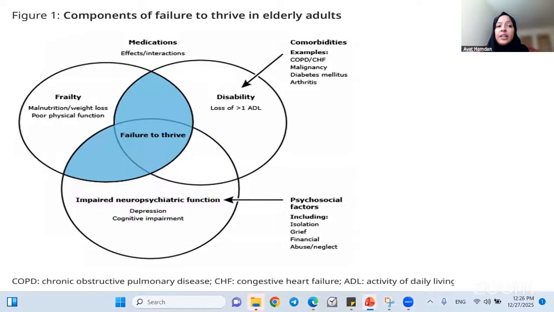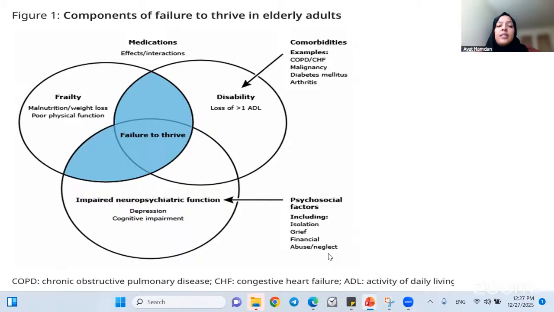So it is really a combination, and I really like this figure because it shows you that to have a failure to thrive, you first need frailty, the weight loss and malnutrition, and poor physical function. You need to have disability, loss of one or more activities of daily living, and impaired neuropsychiatric function, like depression, cognitive impairment, isolation, grief, financial issues, abuse or neglect.